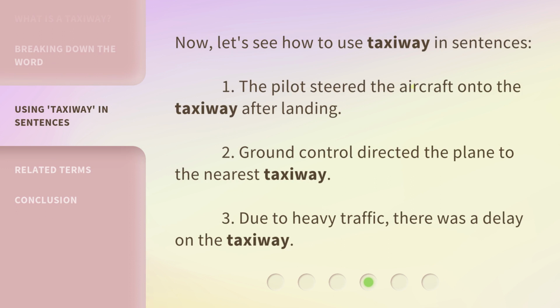Now, let's see how to use taxiway in sentences. 1. The pilot steered the aircraft onto the taxiway after landing. 2. Ground control directed the plane to the nearest taxiway. 3. Due to heavy traffic, there was a delay on the taxiway.